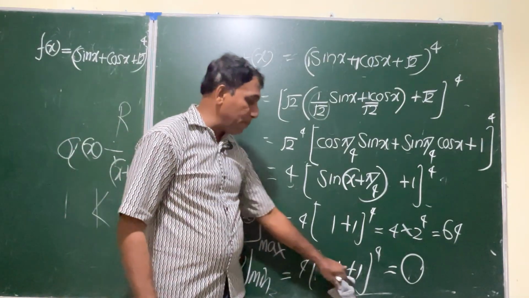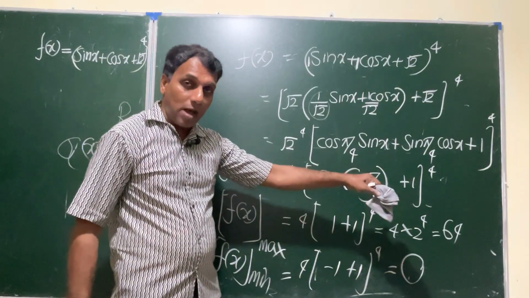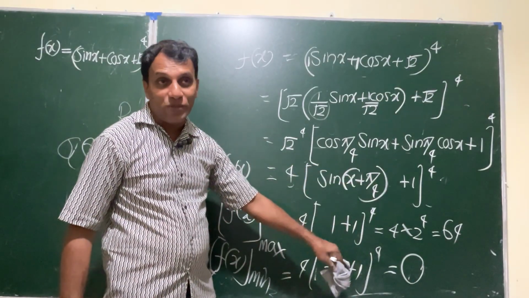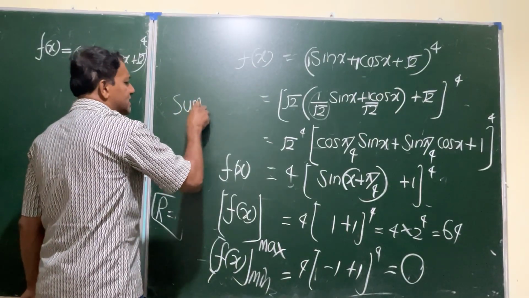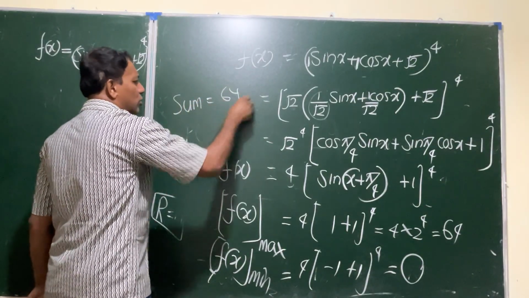So -1 plus 1 is 0. You know, maximum value 64, minimum value 0. Therefore, the sum, the answer, is 64 plus 0.